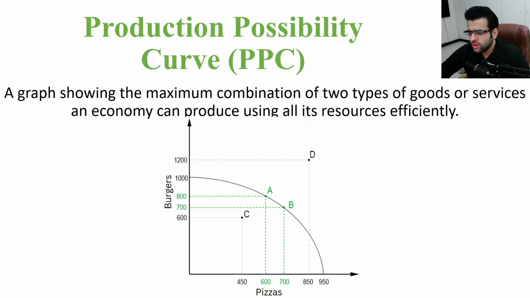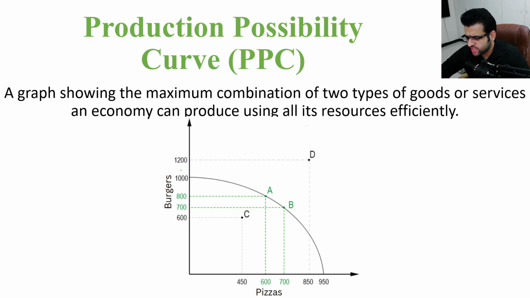Okay, so what is a PPC? What is a production possibility curve? Production possibility curve is a graph. It is a graph that shows the maximum combination of output of two goods that can be produced in an economy at a given time period using all resources.